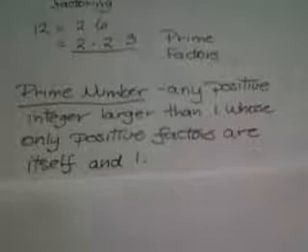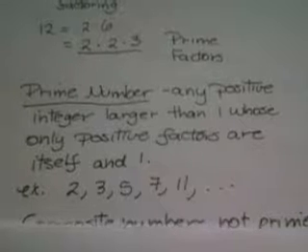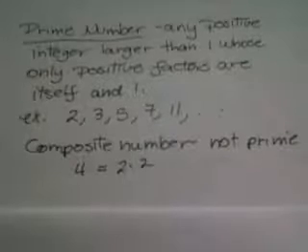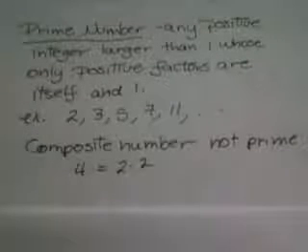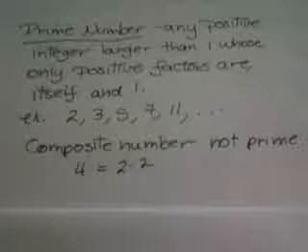So the question is, what does it mean to be prime? The definition of a prime number is any positive integer larger than 1 whose only positive factors are 1 and itself. Examples of prime numbers are 2, 3, 5, 7, and 11, and it continues on and on and on. If a number is not prime, we say it is composite, such as 4 equals 2 times 2. That means we can take other numbers and divide it into that number. It's not just divisible by itself and 1.